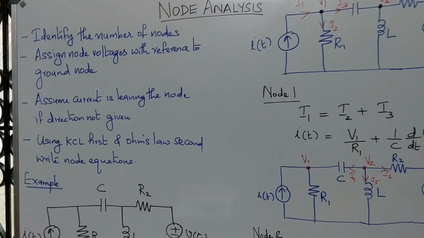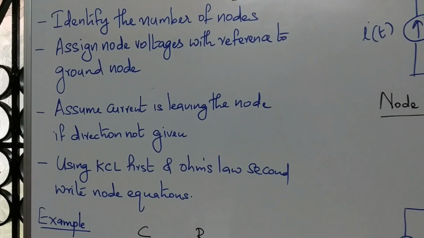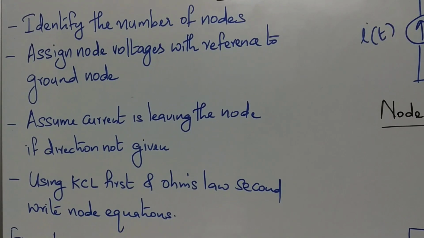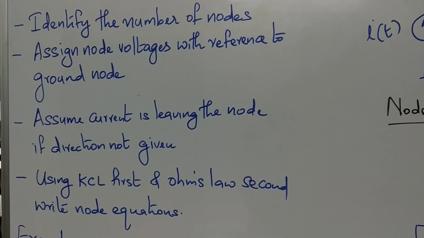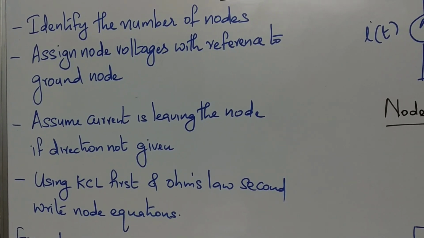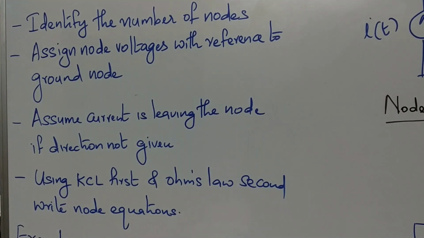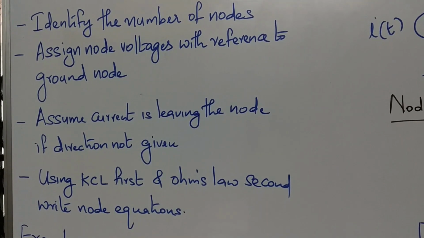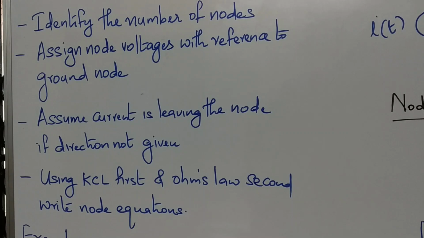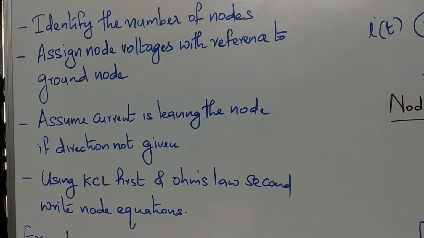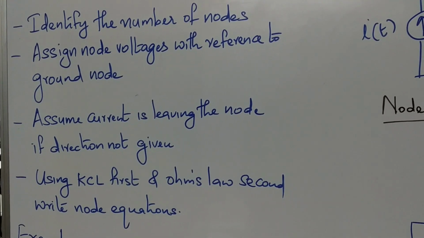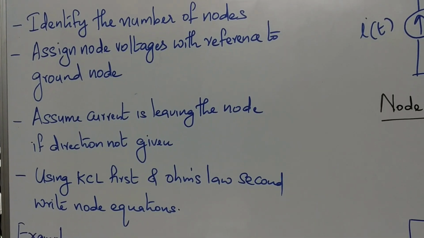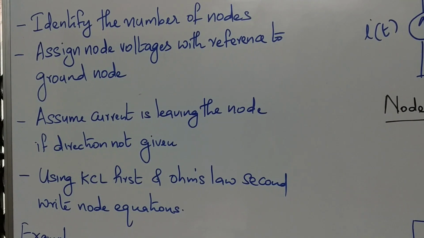Now these are the basic steps to perform node analysis. The very first step is to identify the number of nodes. Now we call a point a node if it is an interjunction of two or more branches. So any junction where there are two or more branches can be called a node. So the first step is you have to identify the nodes in the given circuit.